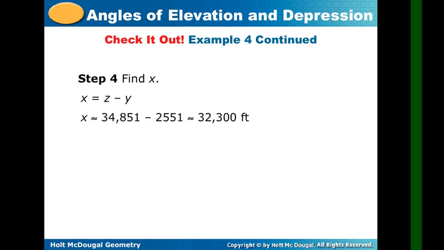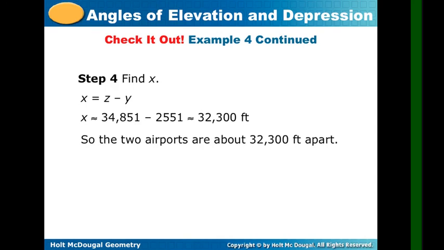So you will have 32,300. So that is the distance between the airport A and airport B. So the two airports are about 32,300 feet apart.